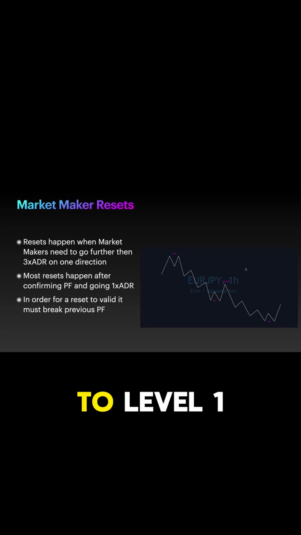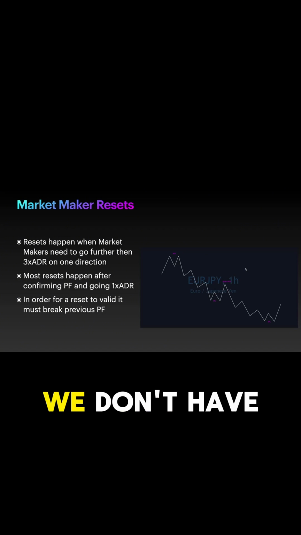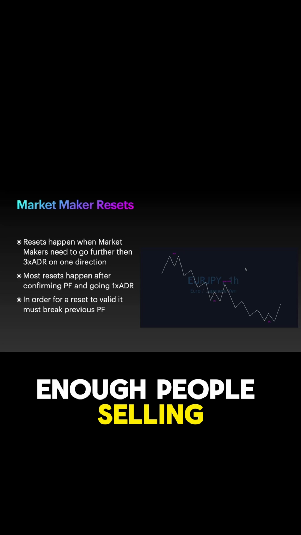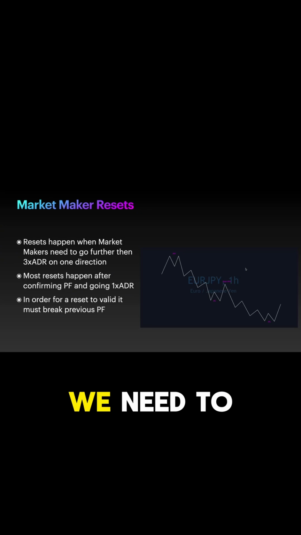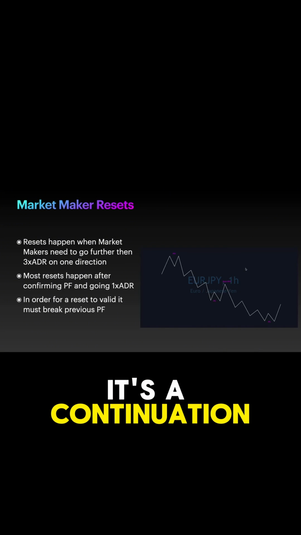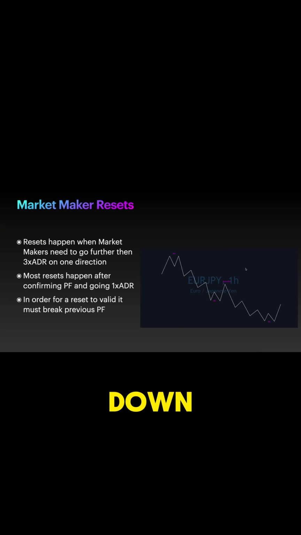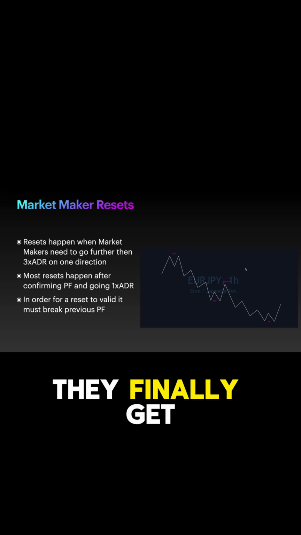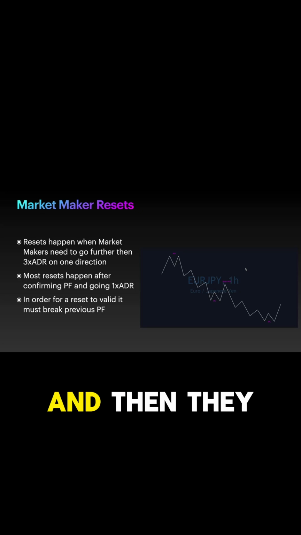They went up to level 1 and they realized, hey, we don't have enough volume, enough liquidity right now, enough people selling to continue to move up. We need to go back down and tag the peak formation low again so we can get more traders selling, thinking that it's a continuation of a trend to keep going down. But as soon as they get down to that peak formation low, they finally get the liquidity that they wanted, and then they can actually reverse in the original direction that they wanted to go.